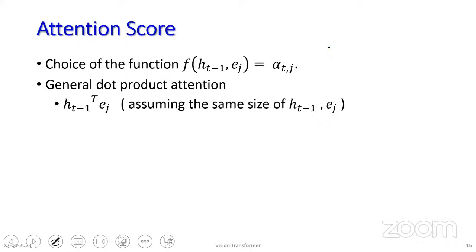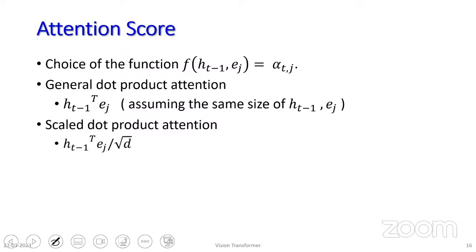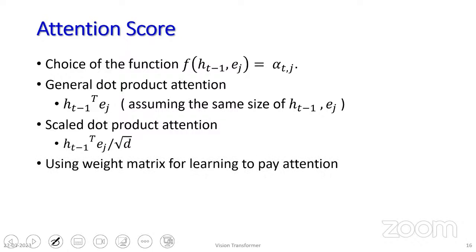First, a very simple choice can be that we just take a general dot product attention. We take the dot product. Why dot product? Dot product because it is easy to calculate, number one. Number two, sometimes people also use scaled dot product attention, which is used by Vaswani when he defines the transformer network. So scaled dot product attention can be, for example, this, where d is the dimension of the vector, right?